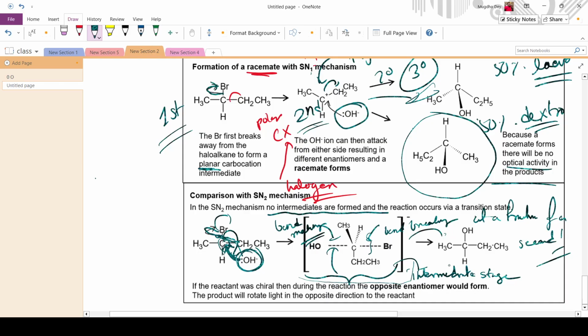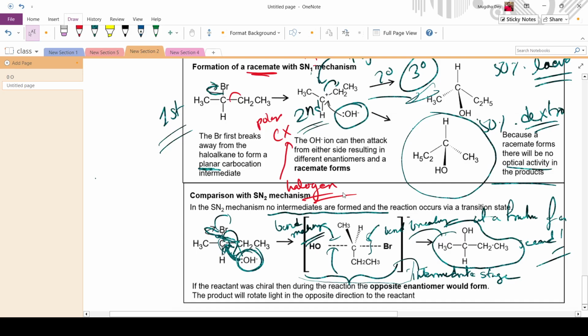Eventually you get this. Now this is not a racemic mixture, you can clearly see, because obviously this is not trigonal planar, and secondly, the attacking species does not attack from both sides. Am I clear? So that is what SN2 and SN1 are.